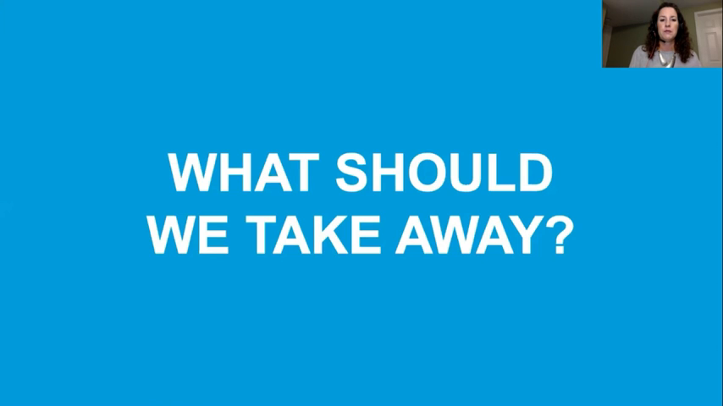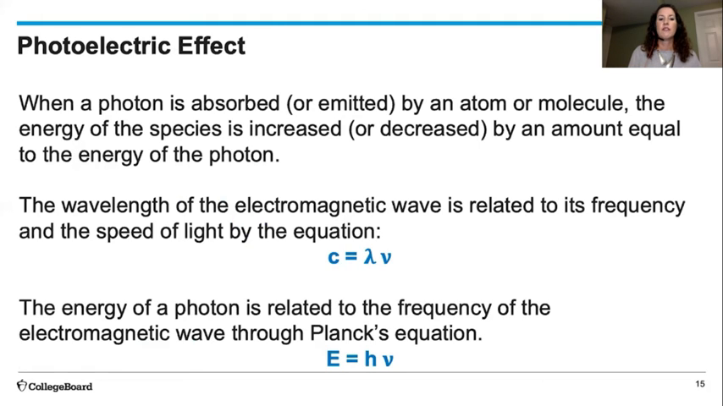So what should we take away from this section? When a photon is absorbed or emitted by an atom or molecule, the energy of the species is increased or decreased by an amount equal to the energy of the photon. The wavelength of the electromagnetic wave is related to its frequency and the speed of light by the equation c equals lambda nu, or speed of light equals wavelength times frequency. The energy of a photon is related to the frequency of the electromagnetic wave through Planck's equation, E equals h nu, or energy equals Planck's constant times frequency.